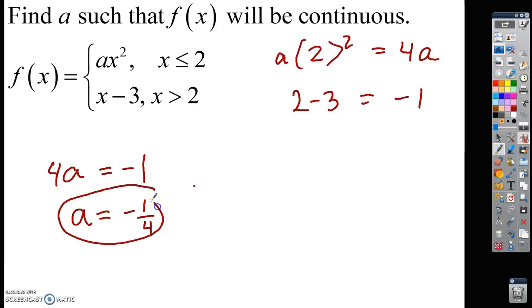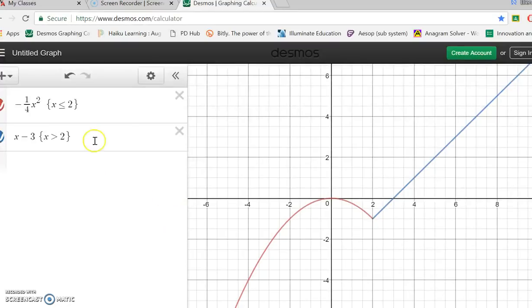And that's it. What should happen now is if we were to go to, say, Desmos and graph this with -1/4 in for a, we would see that there is no gap. In this picture, I've typed these two equations into Desmos, and you can see with a being -1/4, there's no gap. They meet right here. The line takes over for the quadratic, and there's no gap, and therefore it is continuous.